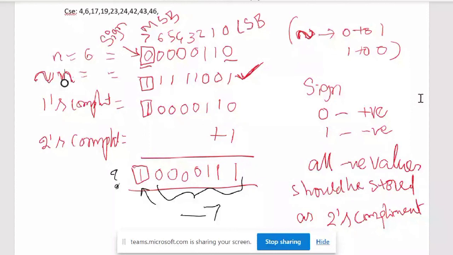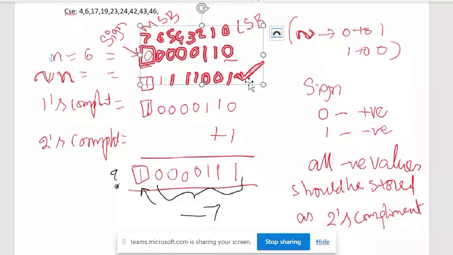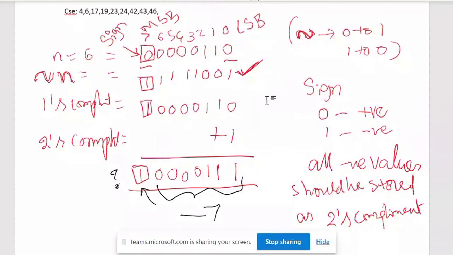ఇక్కడ అవునా కదా? Yes, sir. సో దాన్ని యాక్చువల్ గా ఏం చెప్తున్నాం నాన్న, సైన్ నాకు నెగిటివ్ అయిపోయింది కాబట్టి నా నంబర్ ఎలా ఉండాలి, all the negative numbers should be in their 2's complement form అని చెప్తున్నాం. అంటే వచ్చిన రిజల్ట్ కి 2's కాంప్లిమెంట్ కనుక్కోవాలి. వచ్చిన రిజల్ట్ కి 2's కాంప్లిమెంట్ కనుక్కోవడం అంటే ఏంటి, ఫస్ట్ 1's కాంప్లిమెంట్ కనుక్కోవాలి.